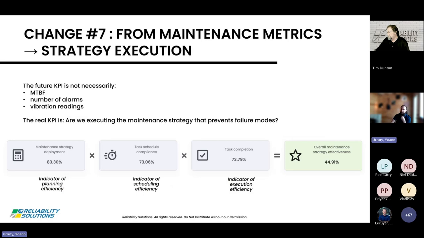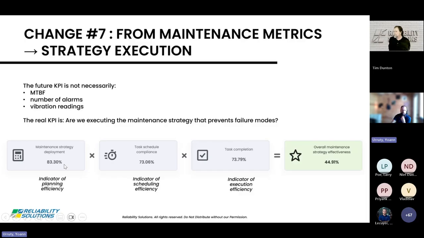And last but not least, from maintenance metrics to strategic execution. Typically, mean time between failure, number of alarms, number of alerts, etc., are the typical KPIs. And really, what we wish the shift will be is to be more precise on the execution of the maintenance strategy. Here is an example of overall maintenance strategy effectiveness, which is the equivalent of the OEE, right? It is a multiplier of a couple of factors.